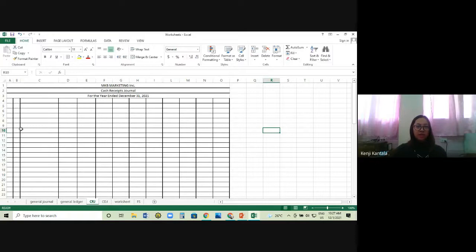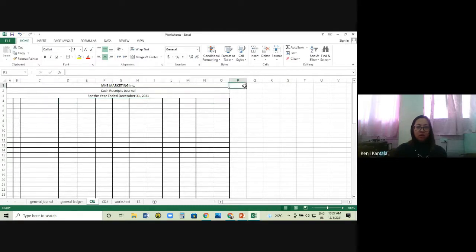So, sa cash receipts journal naman, dito mo nire-record lahat ng natatanggap mong cash. So, automatically, this is a debit to cash and then a credit to another account title. So, yung debit to cash na yan, hindi mo na siya i-record. Yung credit na account title, yun ang i-record mo. So, kung ano man yung mga credit na account titles na yan, yan yung magiging header mo dito sa highlighted parts na yan.